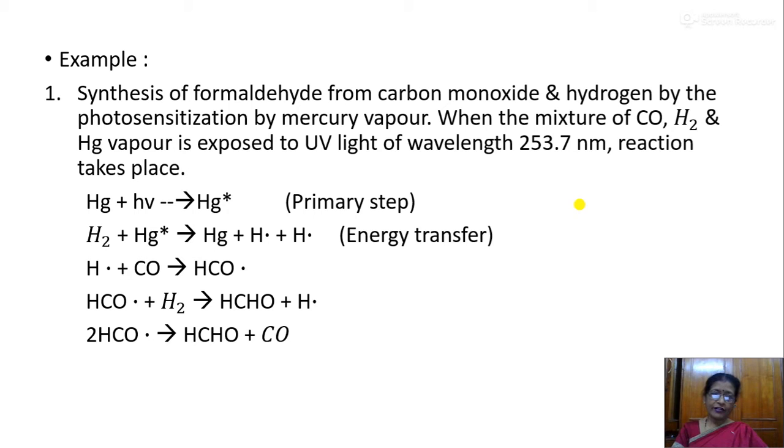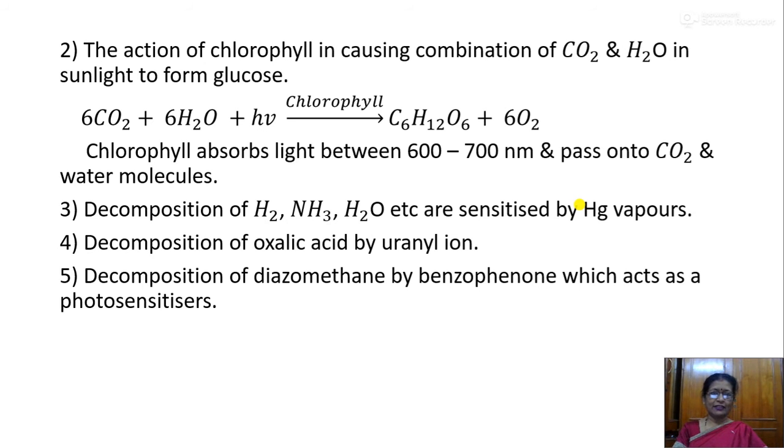Now, one of the hydrogen free radicals combines with carbon monoxide, thereby there is a formation of HCO•. This HCO• combines with another hydrogen, and there is a formation of formaldehyde, HCHO, plus H•. Now, two molecules of HCO• give rise to HCHO, formaldehyde, plus carbon monoxide. That is the one example.